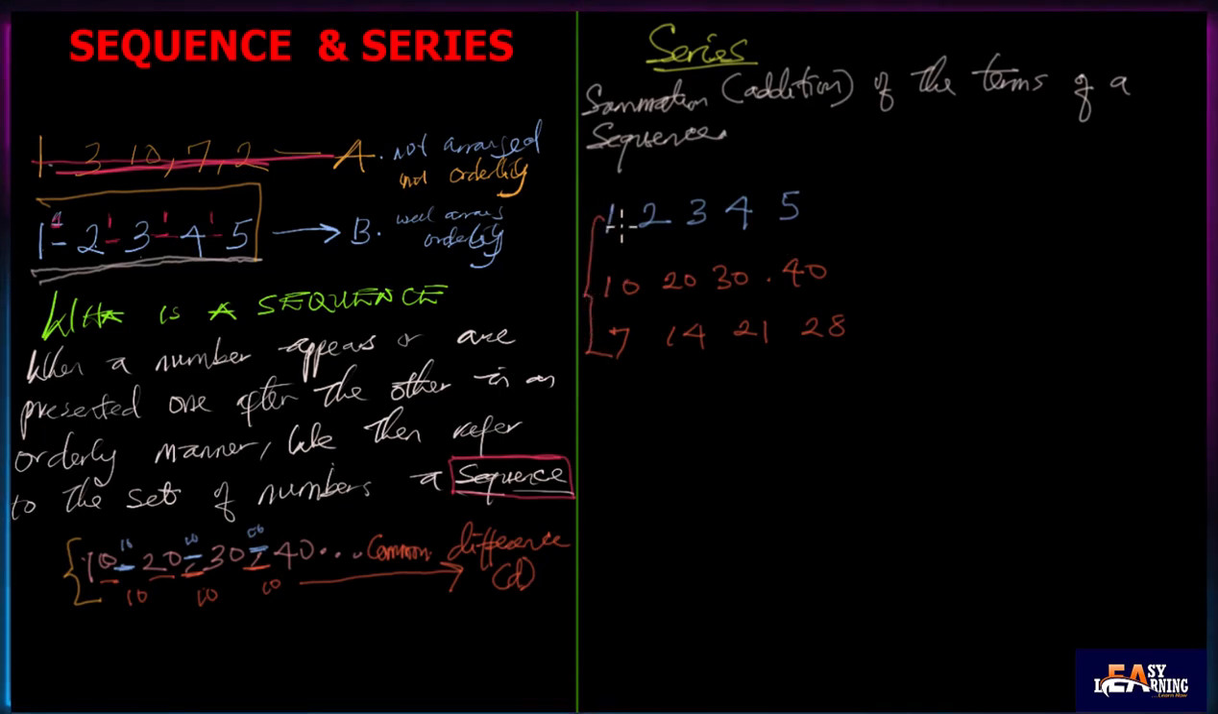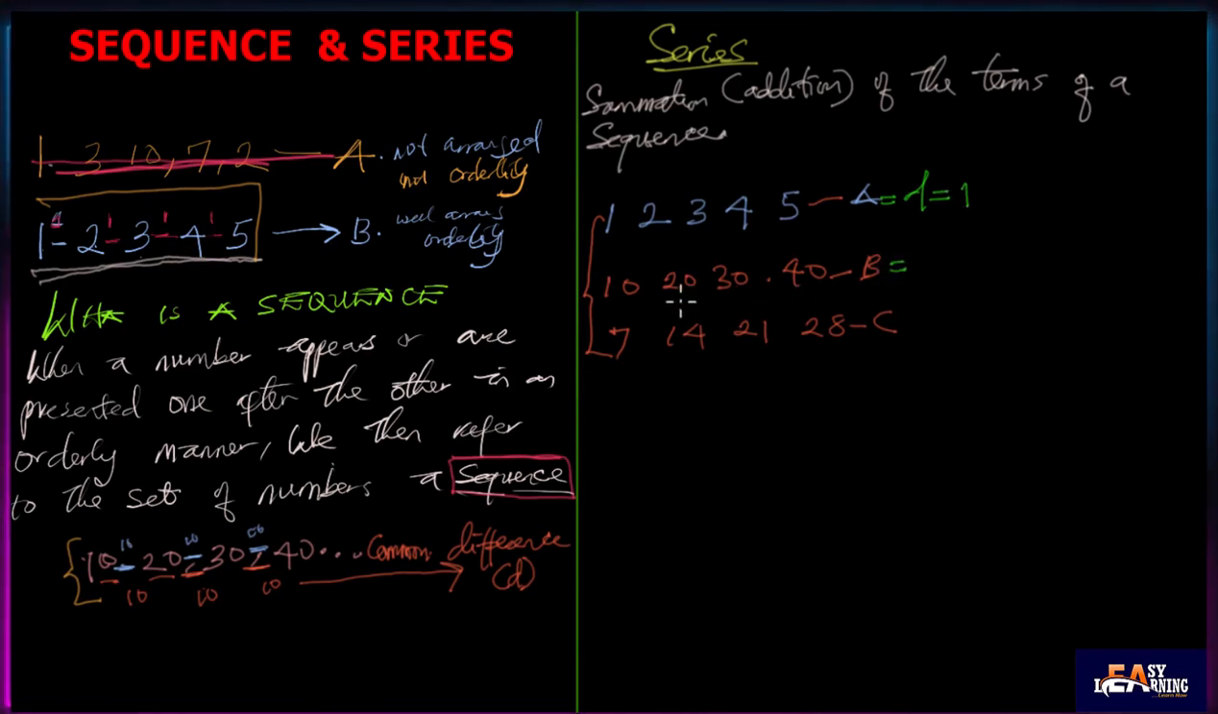We talked about common difference, right? This is now sequence A, and we have this as sequence B and sequence C. If I ask you, what is the common difference in sequence A? Just subtract 2 minus 1, 3 minus 2. It will be the same. So the common difference D here is equal to 1.